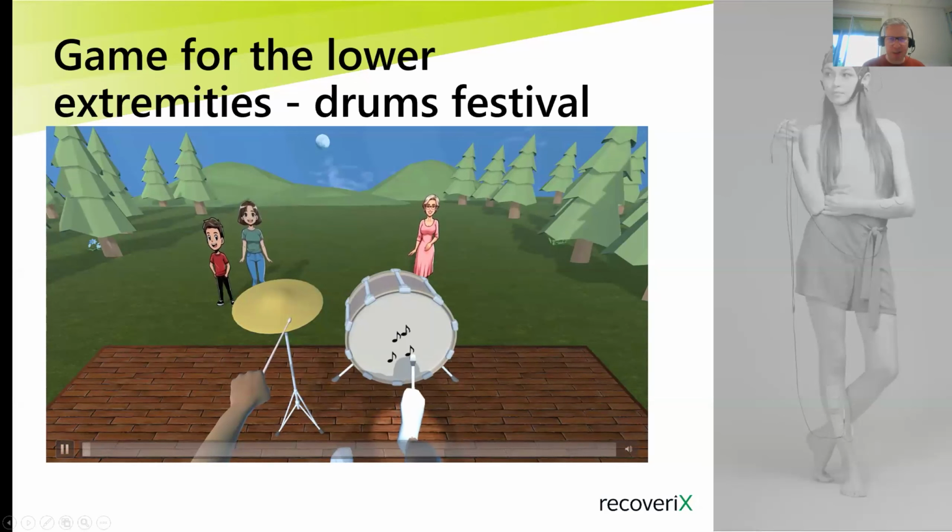So you already hear the music and also the cue on which movement you should do is indicated by these notes and also by the spotlight. So you should do a motor imagery of your leg. And you saw here a person appearing from the backside.